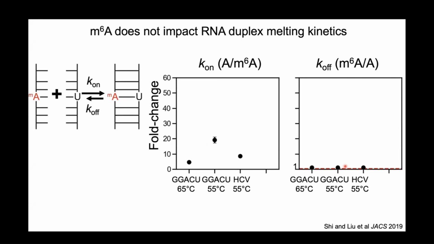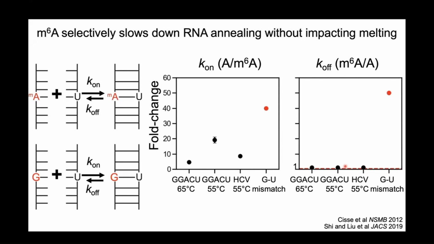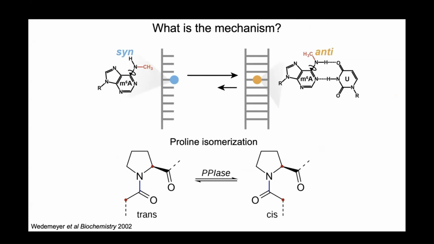So m6A somehow selectively slows down the association of two RNA strands, but it has zero impact on the melting kinetics. And just to contrast this with a mismatch, if you introduce the mismatch rather than m6A, the mismatch would both slow down the on rate, but it would also have a dramatic effect and accelerate the melting rate. And so it was very intriguing to us that m6A had this unique phenotype whereby it only slowed down the on rate, but it did not accelerate the melting rate. And the question was, why is that the case?